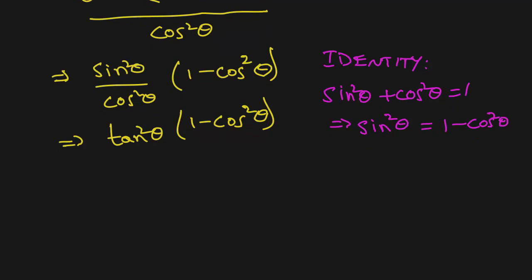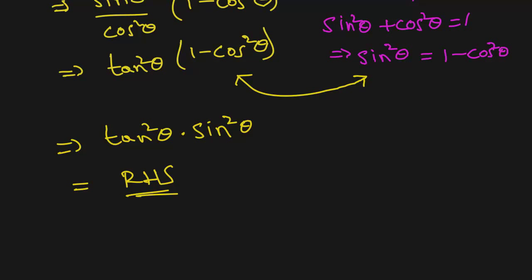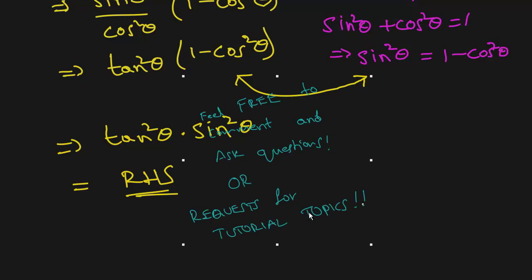Right? So all we need to do is now substitute sine squared theta in the place of 1 minus cos squared theta. Right? So let's rewrite it again. Now we can write it as tan squared theta times sine squared theta, which is what we had on the right hand side, and hence we got the proof.